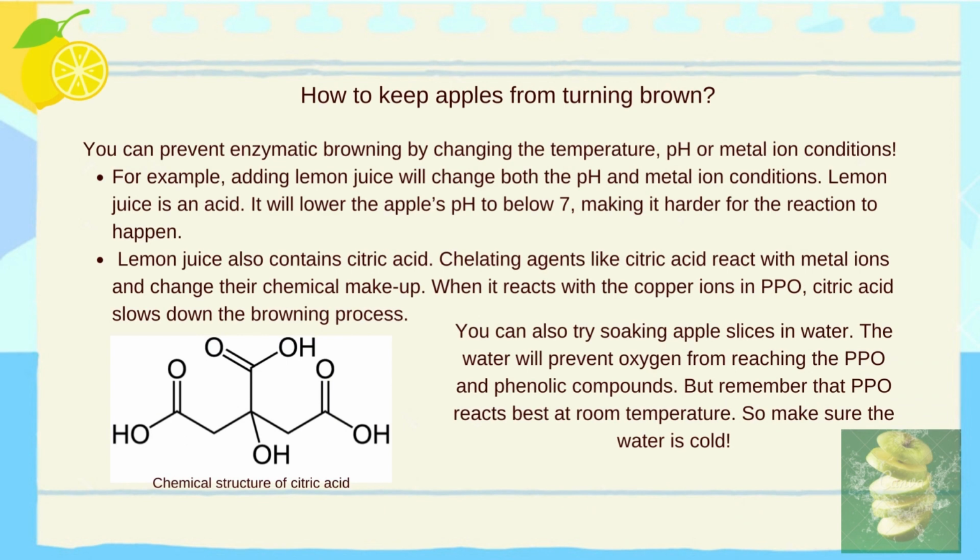How do I keep apples from turning brown? Don't like the taste of brown apples? You can prevent enzymatic browning by changing the temperature, pH, or metal ion conditions. For example, adding lemon juice will change both the pH and metal ion conditions. Lemon juice is an acid. It will lower the apple's pH to below 7, making it harder for the reaction to happen. Lemon juice also contains citric acid. Chelating agents like citric acid react with metal ions and change their chemical makeup. It reacts with the copper ions in PPO. Citric acid slows down the browning process.